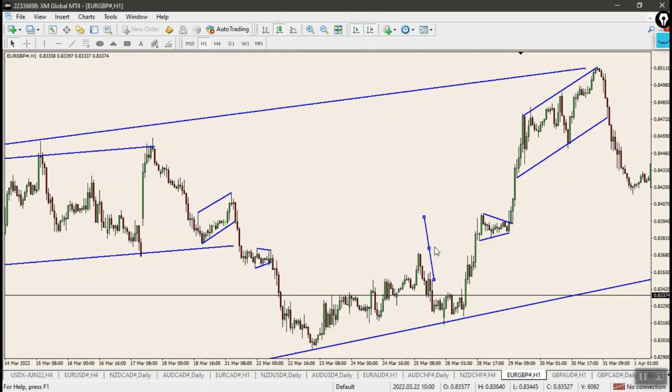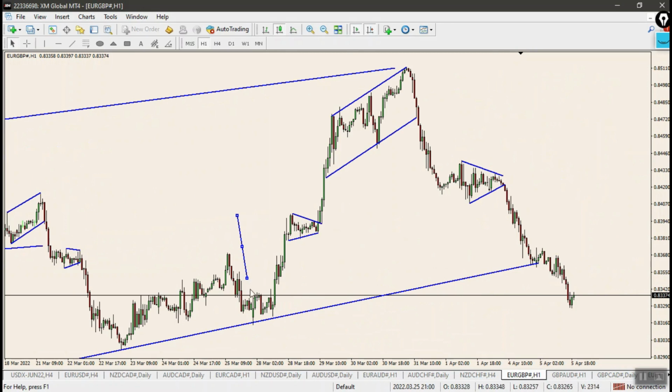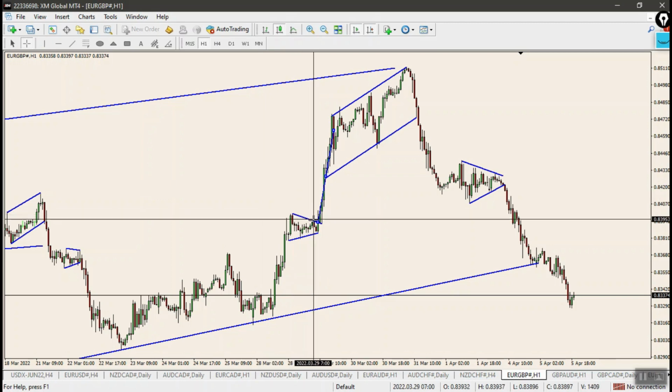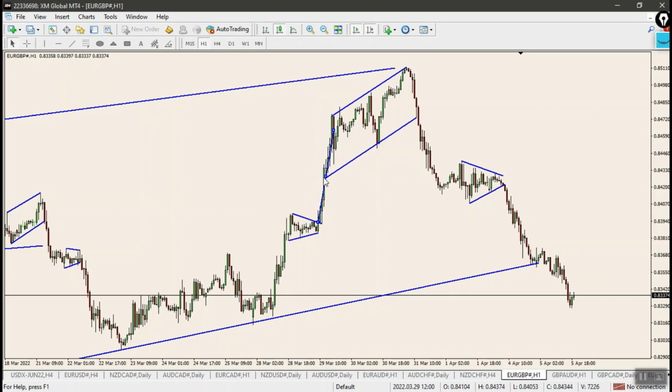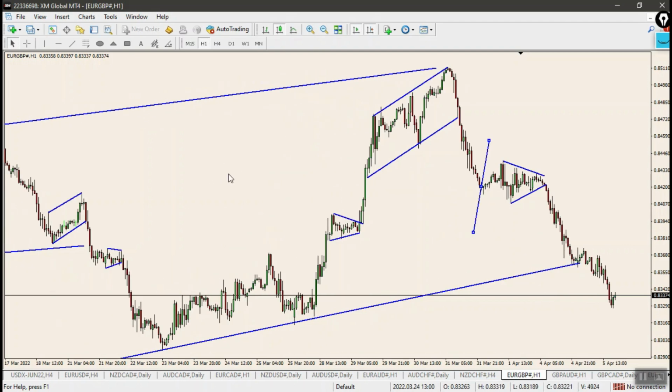Here's another example over here, right? You take the impulse, correction. After the breakage of the correction, boom, you're in, you're out. 70 pips. We have a reversal pattern right here, a channel. The market reversed.